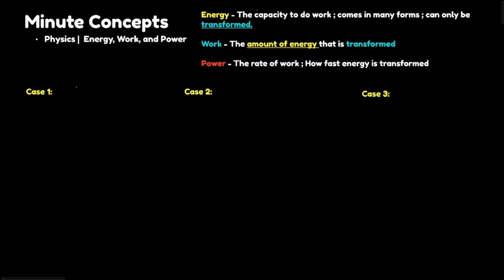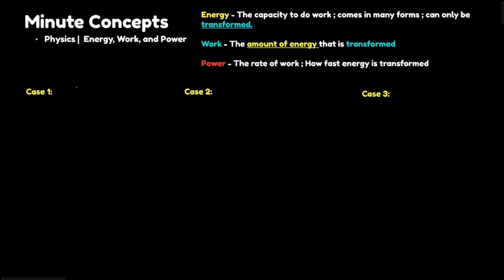Starting from the beginning, let's describe energy, work, and power once again. So energy is the capacity of an object to do work. So work again is the amount of energy that is transformed. So you can't transform any energy if there is nothing. If there is no energy at all, then there's no work that can be done because there's nothing to be transformed. So those two go hand in hand.